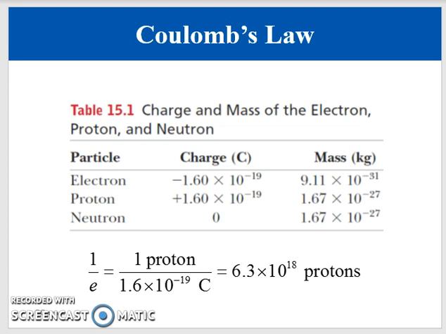Now, we've said that one individual charge has a magnitude of 1.6 times 10 to the negative 19 coulombs. So if I have a collection of charges that is equivalent to 1 coulomb, how many charges do I have? To answer that question, we can simply take the reciprocal of 1.6 times 10 to the negative 19, and in doing so, we see that there would be 6.3 times 10 to the 18 individual charges that would then make up a coulomb of charge.